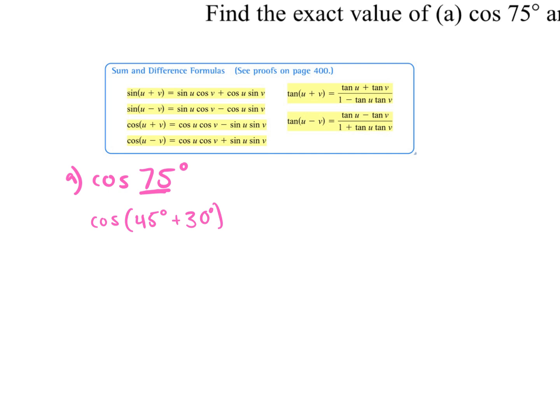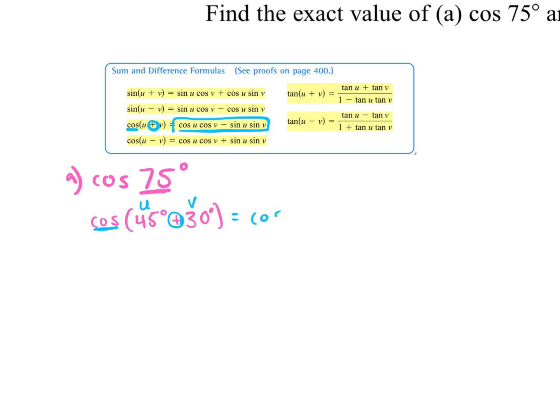Now we can't just find the cosine of 45 and add it to the cosine of 30. It doesn't work that way. We have to use one of our sum and difference formulas. So cosine, and we're adding, would go with this one, cosine, and we're adding. So we're looking at this part of our formula. So the first number is going to be our u. The second number is going to be our v.